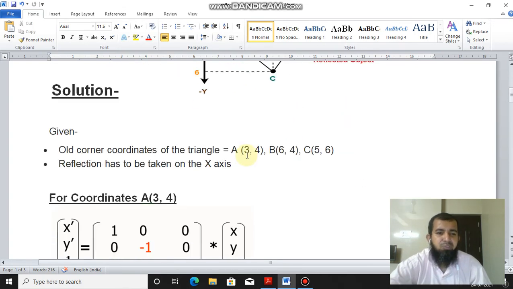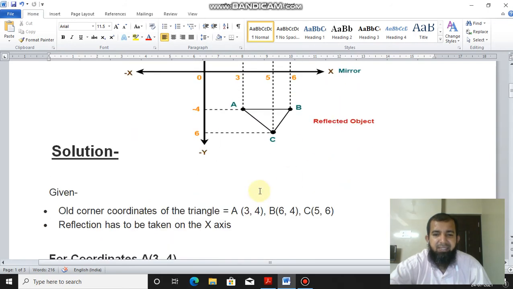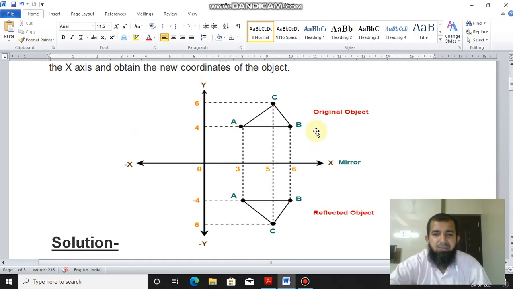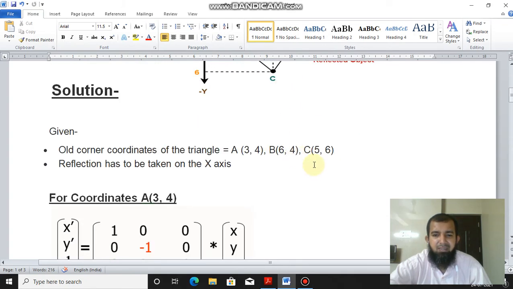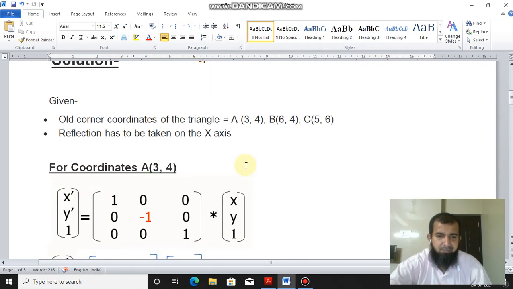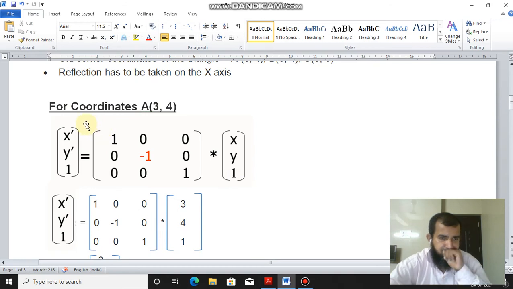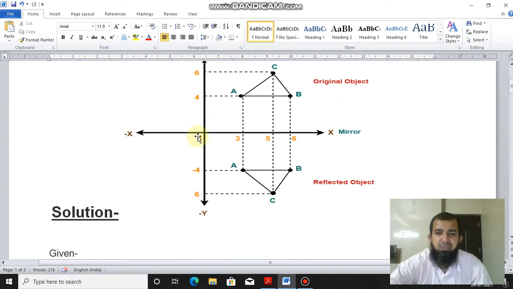Let's see how to do it. Solution. Old corner coordinates of the triangle: A (3, 4), B (6, 4), C (5, 6). The reflection has to be taken on the x-axis. So first we'll see coordinates A (3, 4).